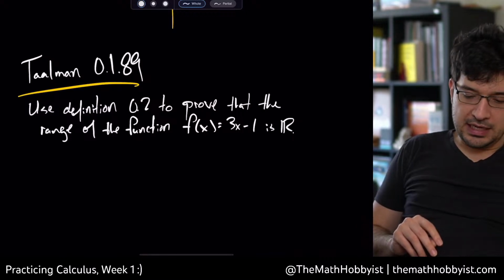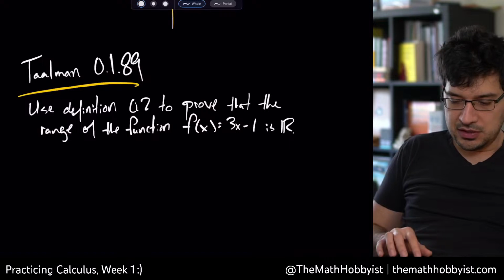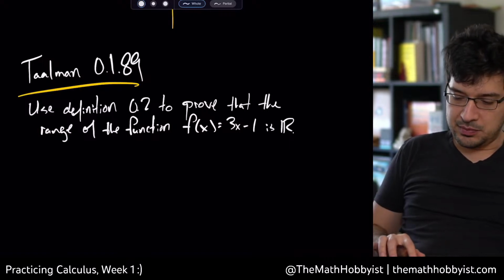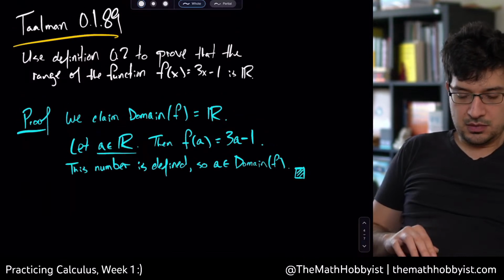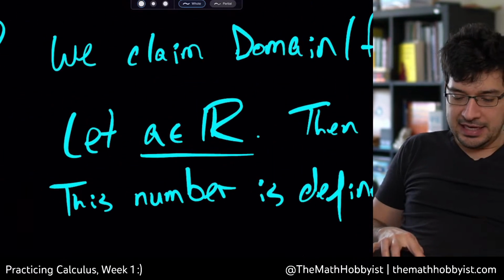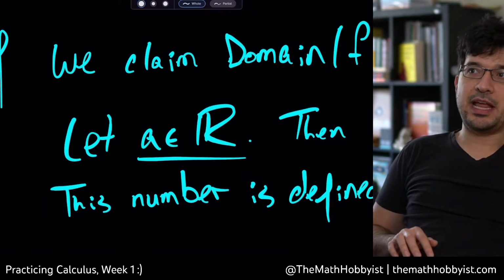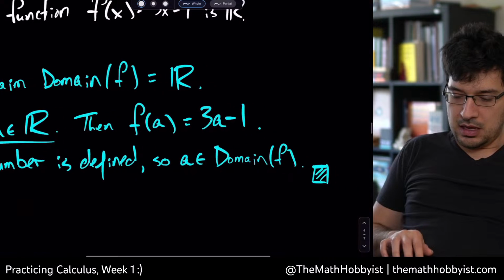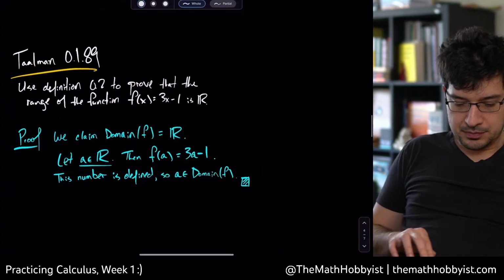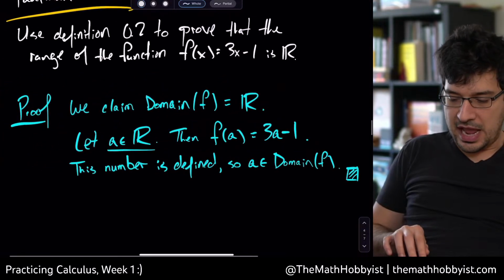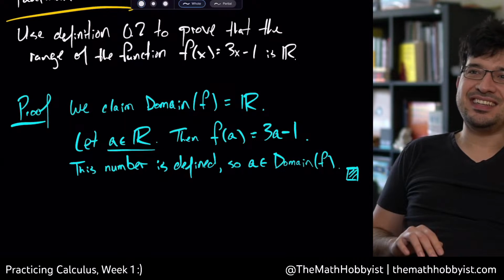Taalman 0189: use definition 02 to prove that the range of the function f of x equals 3x minus 1 is R. Proof strategy: let a be any real number, then our goal is to show that a is in the domain of f. Then f of a is 3a minus 1. This number is defined, so a is in the domain of f. There's a simple, nice, easy proof.